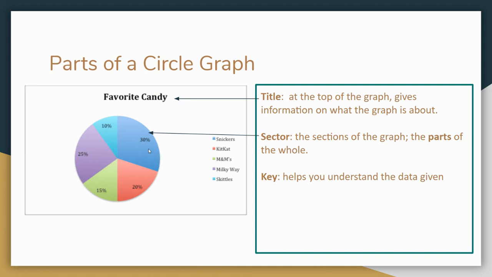So for example, in this graph, 30% of people voted for Snickers, 20% voted for Kit Kats, 15% M&Ms, 25% Milky Way, 10% Skittles. Each of those are sectors. And then lastly, we also have a key. The key helps us understand the data that's given. So in this case, it helps us understand which color matches with which category.